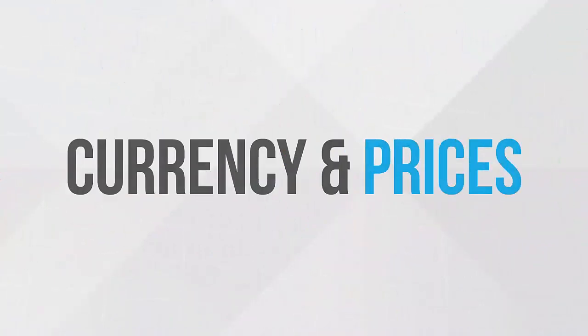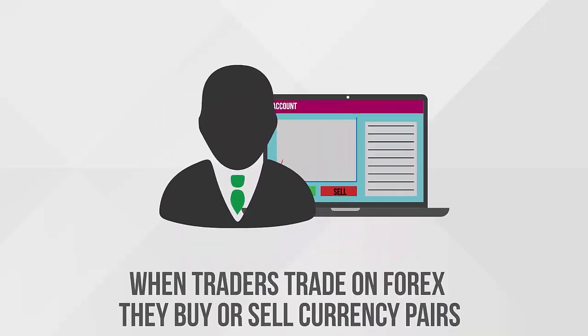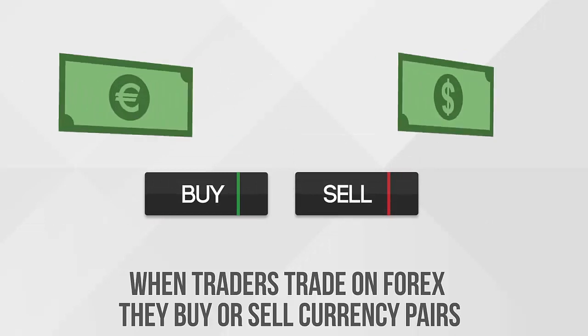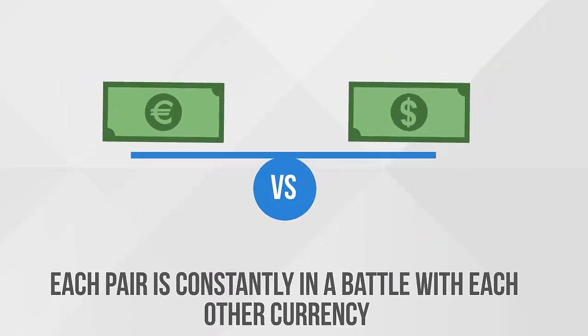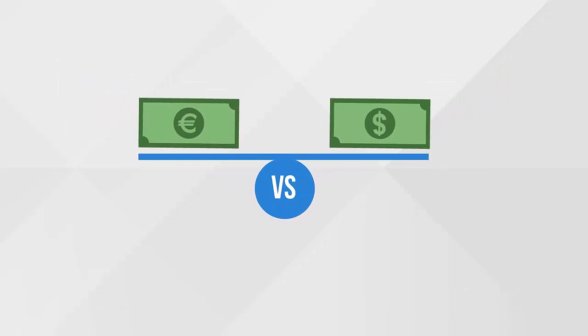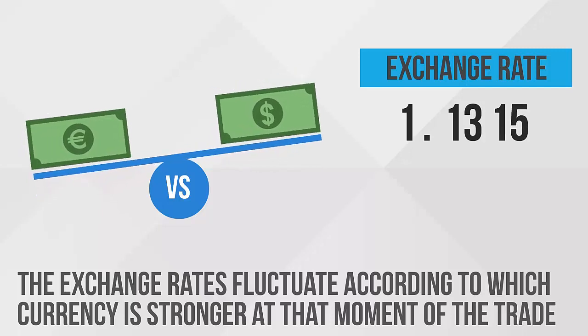Currency and prices. Currencies. When traders trade on Forex, they buy or sell in currency pairs. Each pair is constantly in a battle with each other currency, and the exchange rates fluctuate according to which currency is stronger at the moment of the trade.